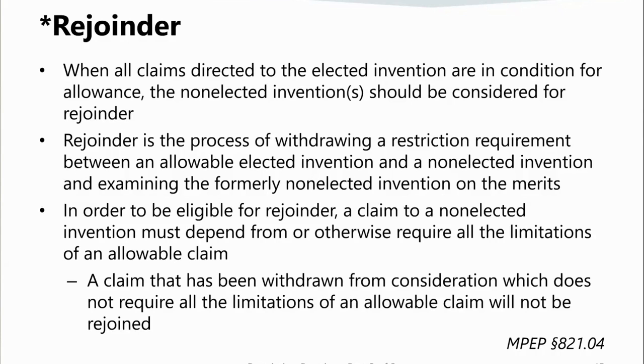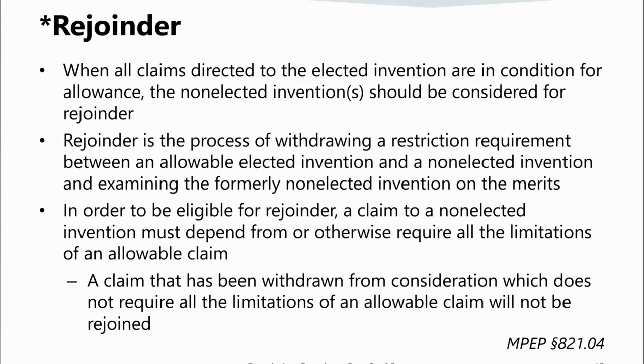Rejoinder is considered at allowance. It is the process of withdrawing, on the record, a restriction requirement between allowable elected claims and non-elected claims. The rejoined invention's claims are then examined on the merits before prosecution can be closed. In order to be eligible for rejoinder, a claim to a non-elected invention must depend from or otherwise require all the limitations of an allowable claim.